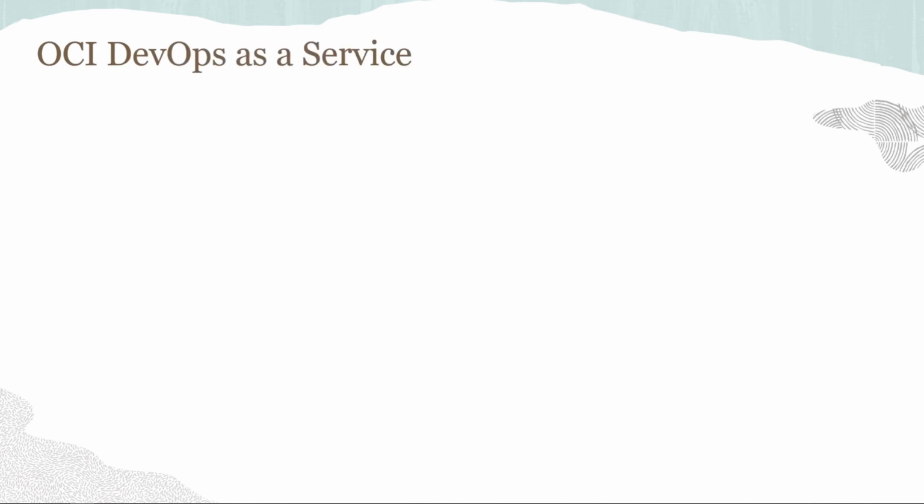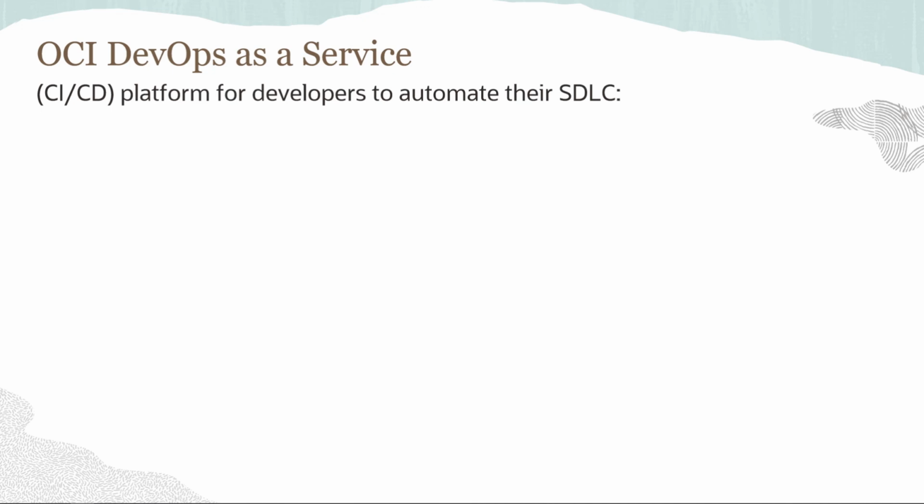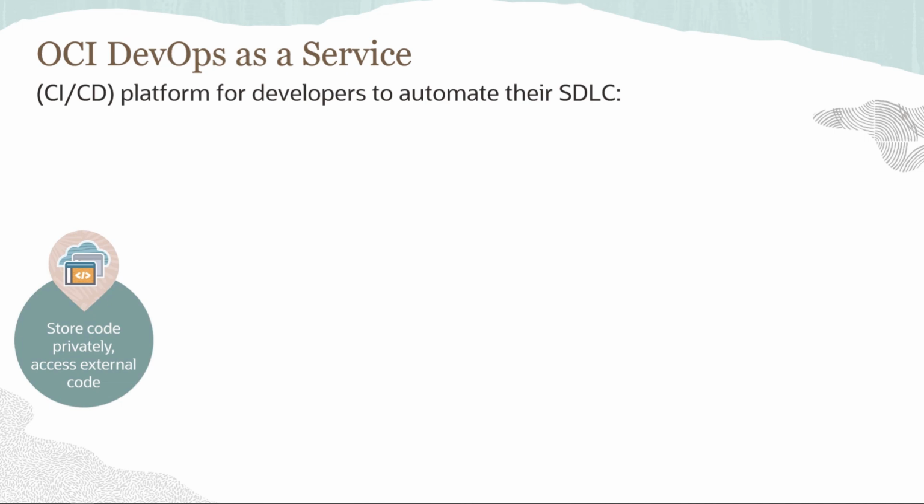Let's understand OCI DevOps as a service in more detail. The Oracle Cloud Infrastructure DevOps Service is an end-to-end continuous integration and continuous delivery platform for developers. This service makes it easy to build, test, and deploy software and applications on the Oracle Cloud. With the help of OCI DevOps Service, you can create private code repositories to store and manage source codes. You can also mirror external repositories from GitHub, GitLab, and Bitbucket Cloud to OCI code repositories.